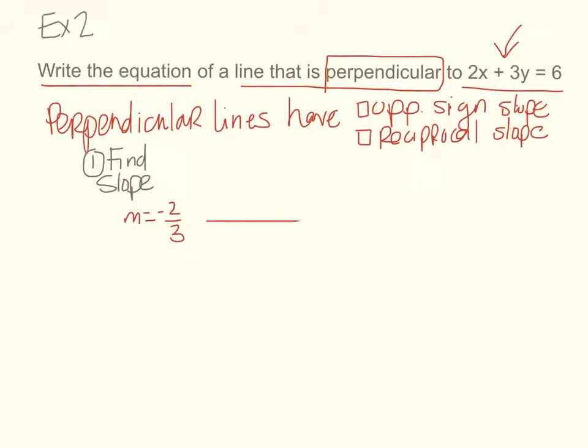So my new line is going to be perpendicular. So something's going to change. This slope is going to look different. My new slope will be the opposite sign. So this one's negative, so my new slope will be positive. And it's got to be reciprocal. Okay, so that means I'm going to switch the order of the numerator and denominator. So I'll put the 3 on the top and the 2 on the bottom. So that's the slope of my new line.